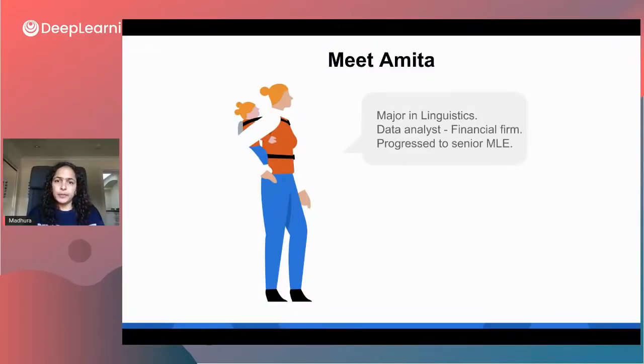Let's talk about Amita now. She has a major in linguistics. Her entry into the industry was in a data analyst role at a financial firm. And with the way her situation was, she didn't really have the time to do any work outside to build up her expertise. So the way she tackled that challenge and made progress towards the senior MLE role was by taking the initiative, doing research, and proposing innovative projects for, first of all, their own team. And she got traction on them. It was a win-win for the team and her.